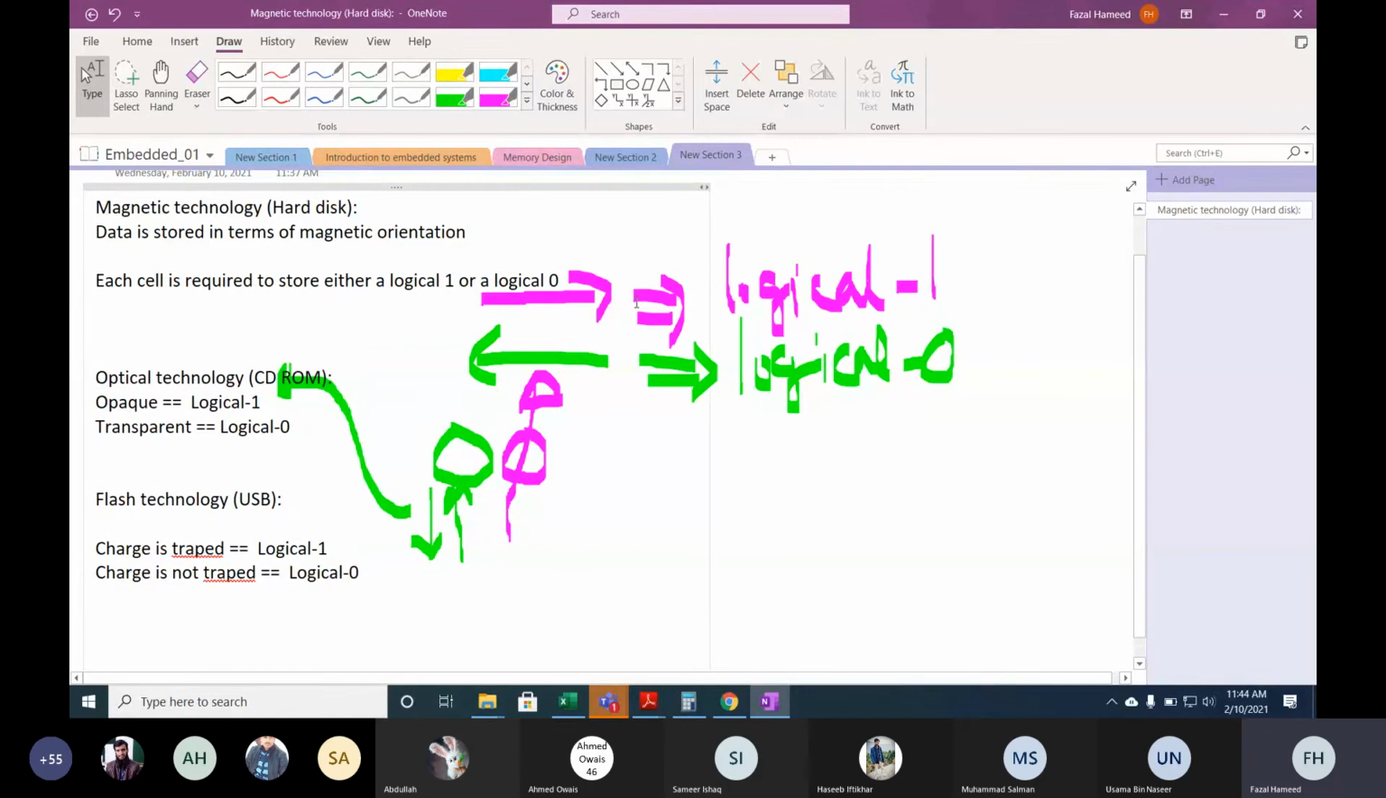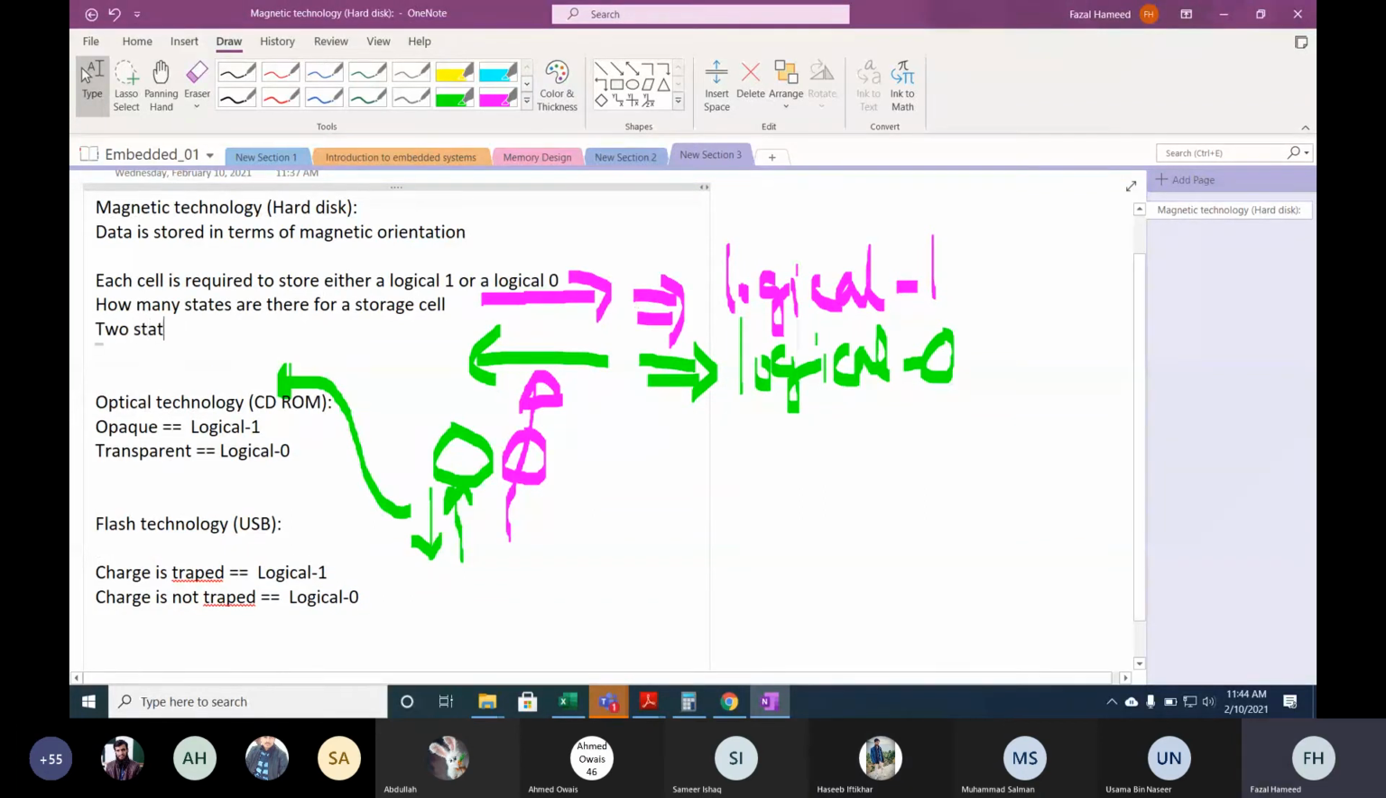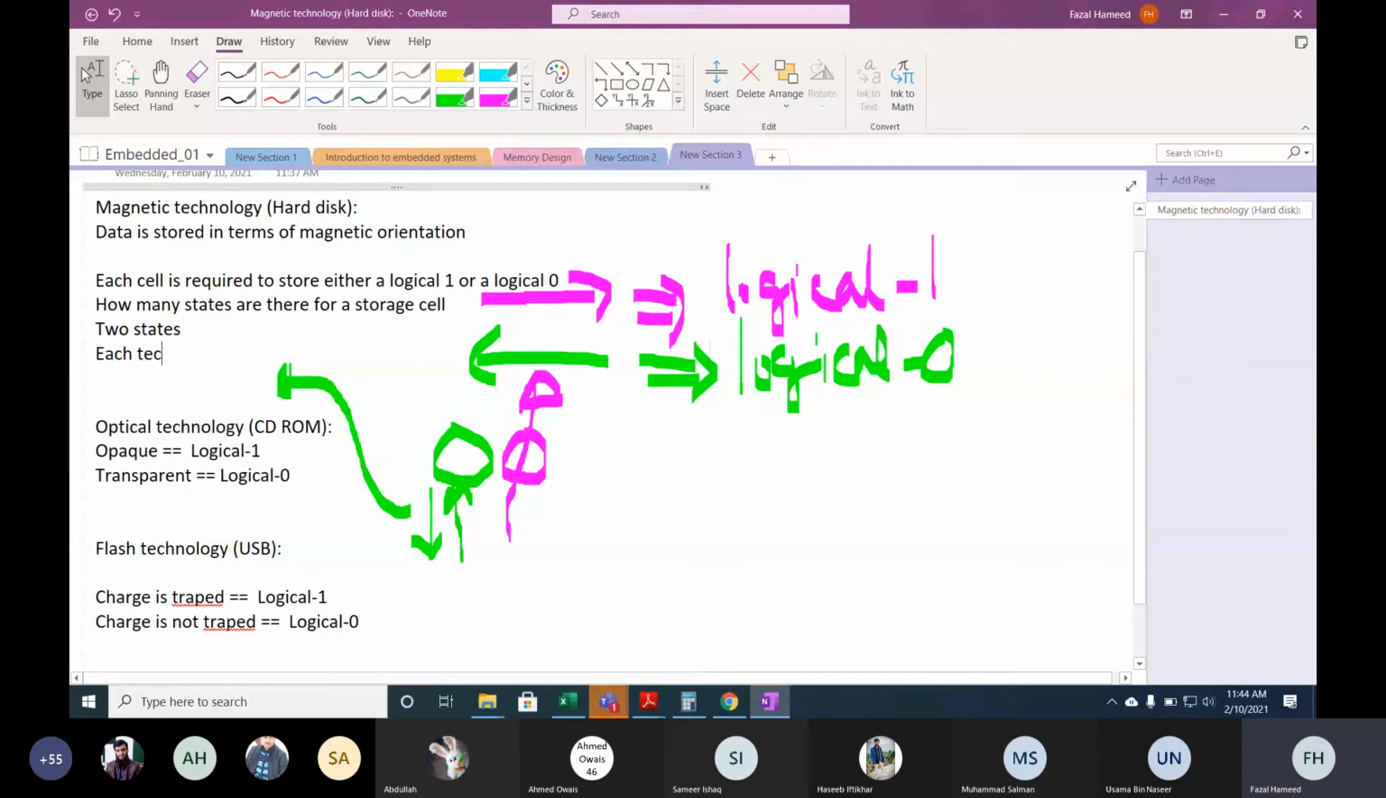Okay, how many states are there for a storage cell? Two states. For a storage cell, there will be 2 states, and each technology represents each state in different forms: either in the form of magnetic orientation in the case of hard disk, in terms of light signal in the case of optical technology, and in the case of charge trapping in flash technology.